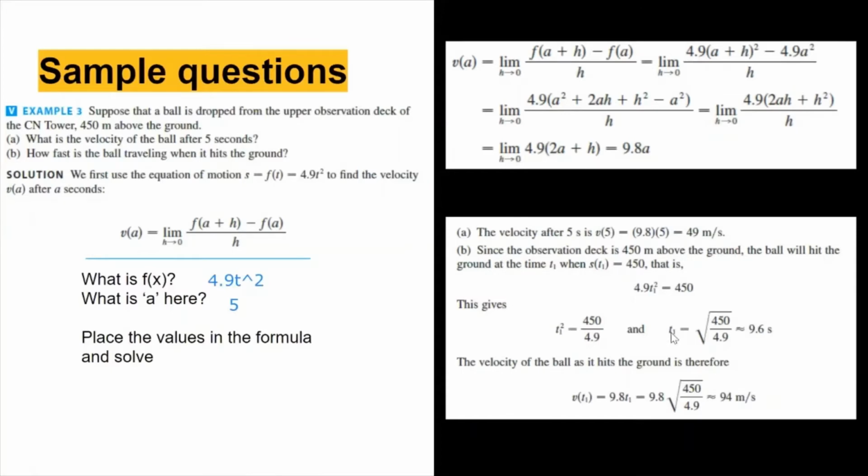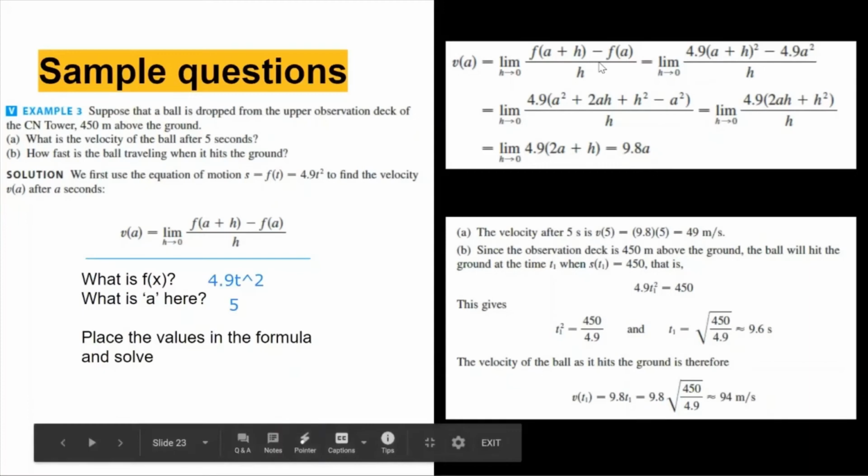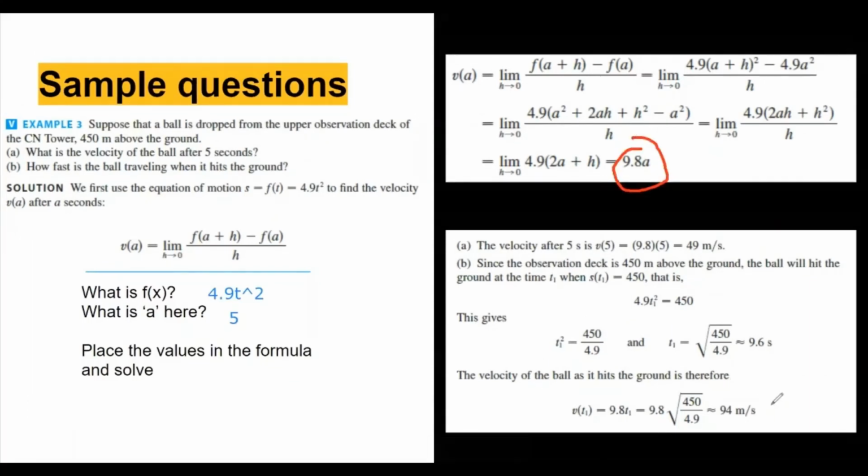As you will see, when we carry out the square root of t squared, the answer is positive, and we are not considering the negative answer because time cannot be negative in this context. Plugging the value of 9.6 into our original function 9.8 a, the value we get here is 94 meters.